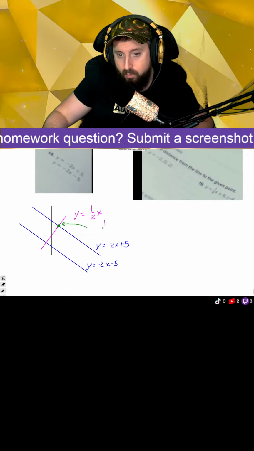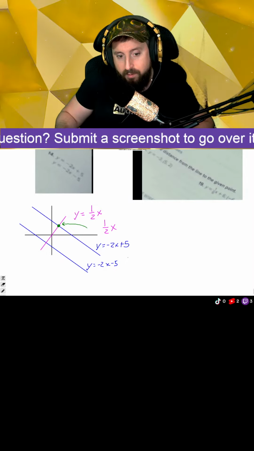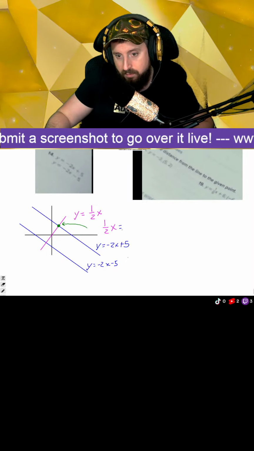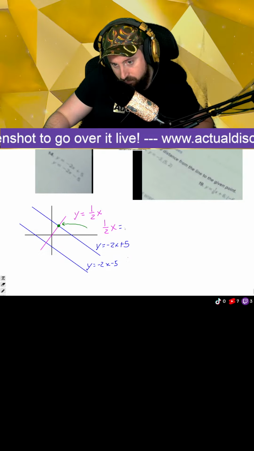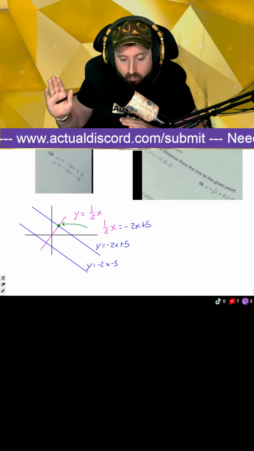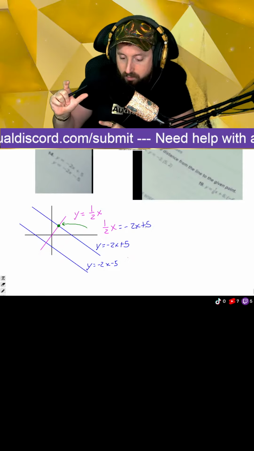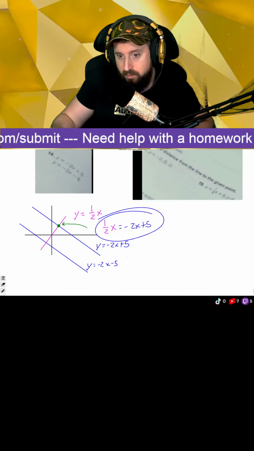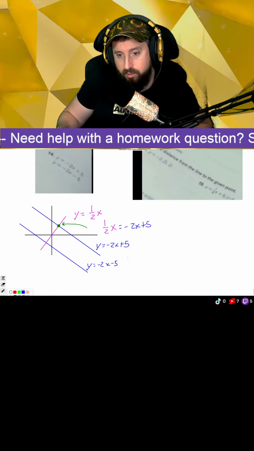So I'm going to say, okay, cool, 1/2 x. Y equals. Actually, no, -2x + 5. Perfect. So now what we did is we just set these two equations equal to each other. And this makes a new equation, and you can solve this for x, yeah?